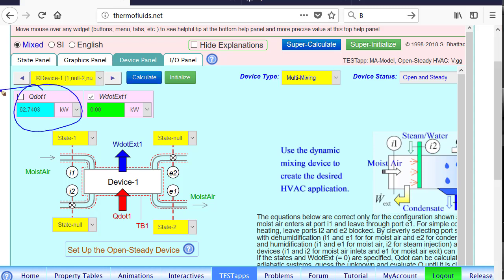The heat transfer, suppose we had resistance heating. In that case, Q dot will be 0 and W dot external could be found. And of course, that will be negative, but the amount will be identical: 62.7 kilowatt of heating or negative 62.7 kilowatt of electrical work transfer.